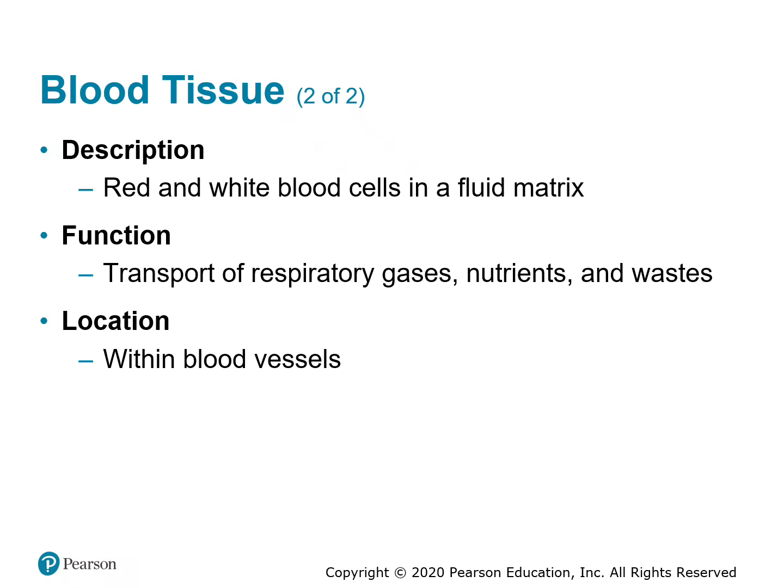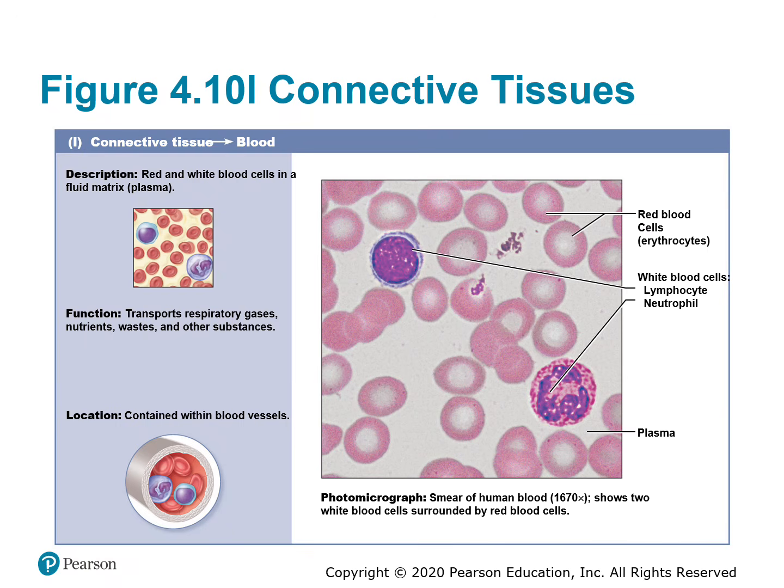You're going to find it in your blood vessels, and its job is to transport respiratory gases, so CO2 and O2, nutrients, all of the sugars that you eat, C6H12O6, and any of the wastes, either nitrogenous, alcohol-based, etc. Okay? And that's blood.